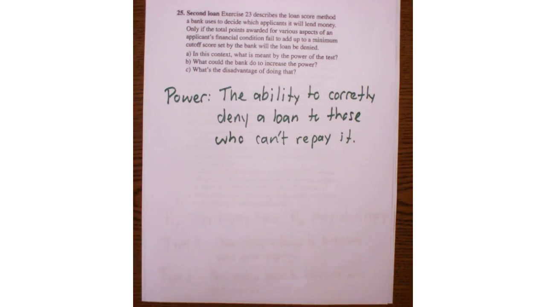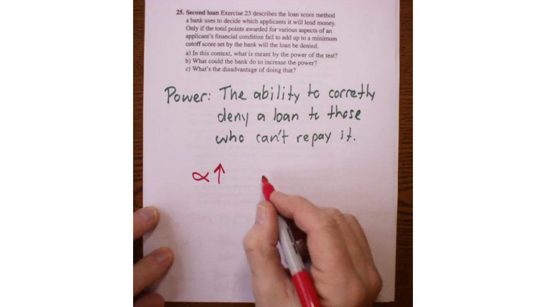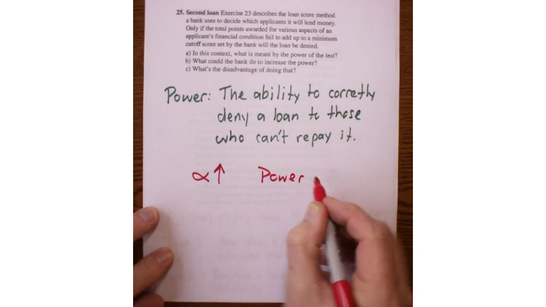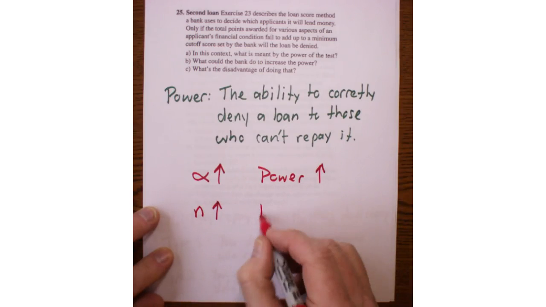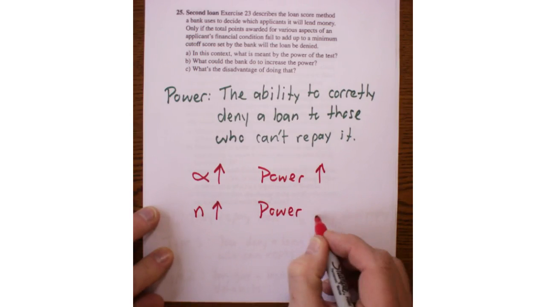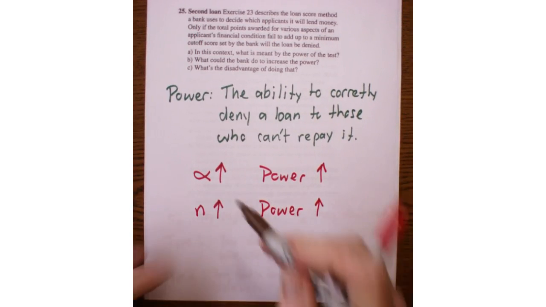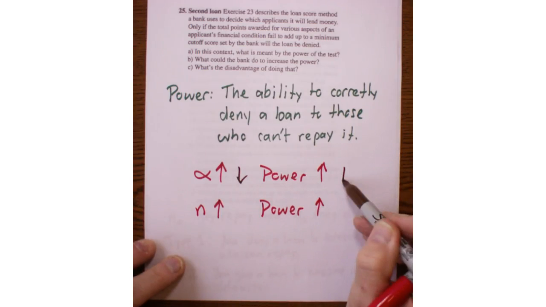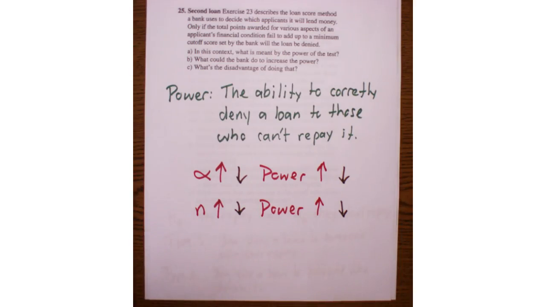And a quick reminder about power, if you increase the alpha level of your test, the power of the test increases. If you increase your sample size in the test, the power of the test increases. And likewise, it also works in the other direction. If my alpha level goes down, the power goes down. If my sample size goes down, the power goes down. And those are the things that you would need to know how to change for the AP test.